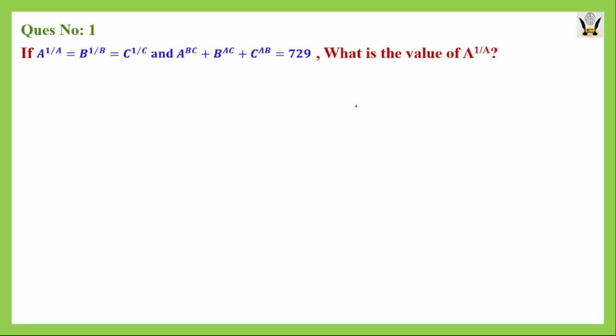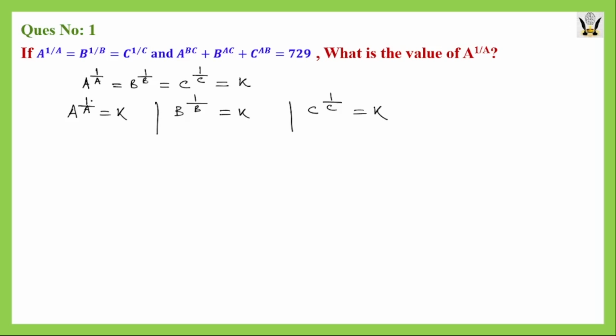So let's get started. This is our first problem sum and we need to find the value of a to the power 1 by a. So first we will assume that a to the power 1 by a is equal to b to the power 1 by b, and again equal to c to the power 1 by c, that is equal to some constant value k. So we can say a to the power 1 by a is equal to k, and separately b to the power 1 by b is equal to k, and similarly c to the power 1 by c is also equal to k.